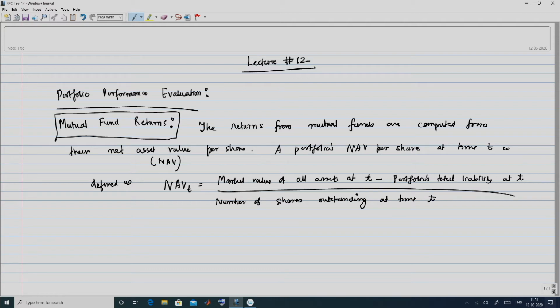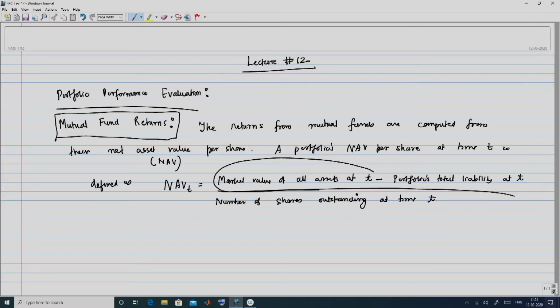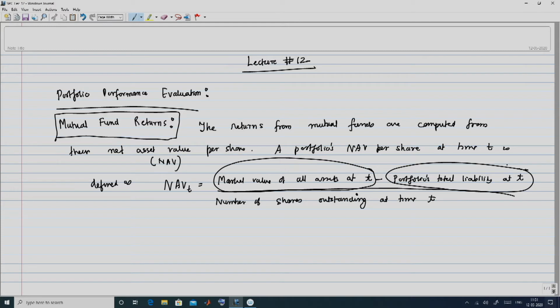So, this is a very simple concept: the NAV is essentially the current valuation per share of the mutual fund. When you buy a mutual fund, you basically buy a number of units of the mutual fund. It is given by the market value of all the assets, that means the actual value that you will get if you decide to liquidate all the assets in the mutual fund, minus the portfolio's total liability. Whatever liability you have at time t, you subtract from the total assets held in the portfolio, and this is the net amount of money that the mutual fund actually has in case it decides to sell off the assets, and this is basically the current valuation at time t.